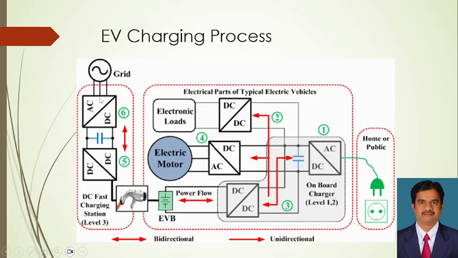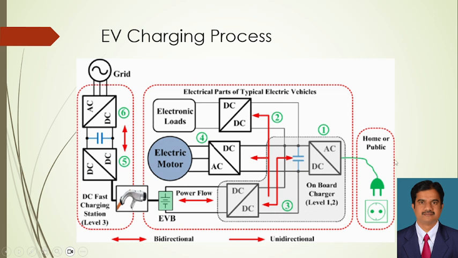The AC supply is converted into DC supply by using a converter. Here we use a filter for smoothing the DC supply. Now we can step down or step up the DC voltage as per the requirement, so a DC to DC converter is used here. Here is the DC fast charging station, which we mentioned as level 3. This part is not in the electric vehicle; only the later part is in the electric vehicle, and this part is from the grid.